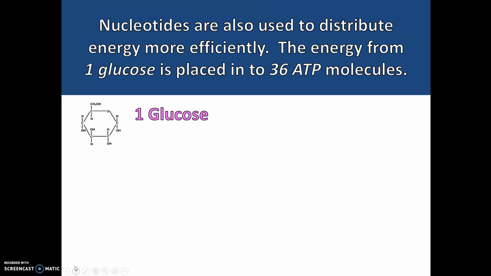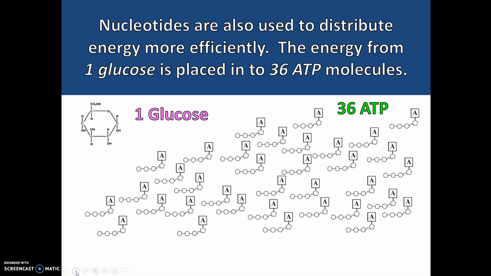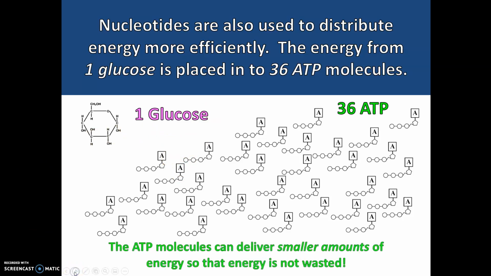So these nucleotides are also used to distribute energy more efficiently. So here we have one glucose, and glucose has so much energy stored in its bonds that the cells can actually make 36 ATP molecules. And ATP molecules are the energy packets that your cell makes in order for it to be used for different cellular functions.